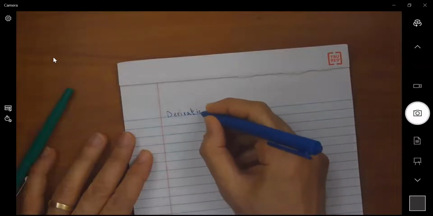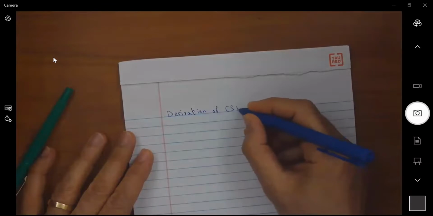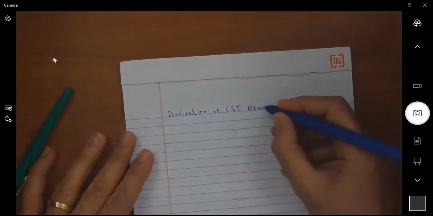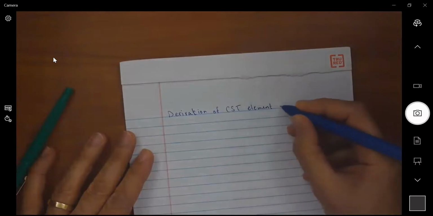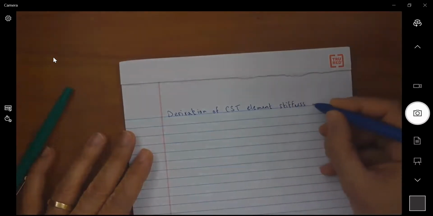Part 2 of the derivation of the constant strain triangular element stiffness matrix and equations.